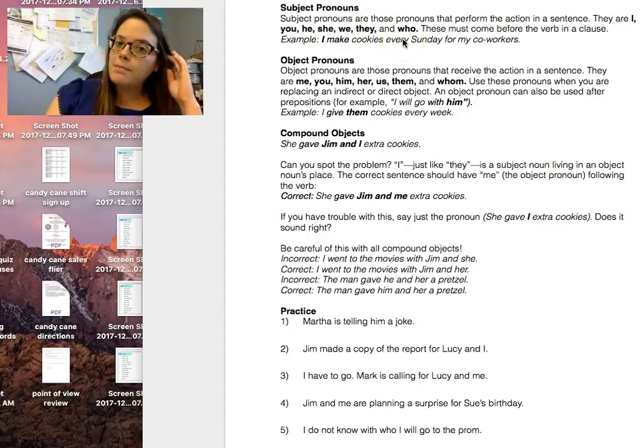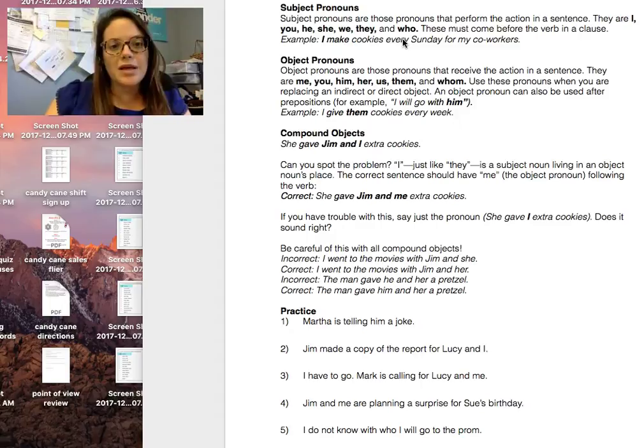Now, when I use one of these, I usually use it before my verb. For example, I make cookies every Sunday for my coworkers, and it acts as the subject for that sentence or clause. Now, the only time I want to use these pronouns is when they're the subject of the clause. Okay, that's when we want to use them.